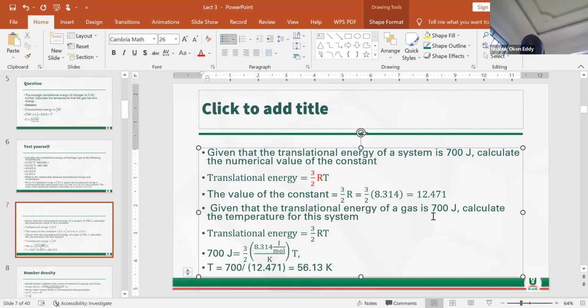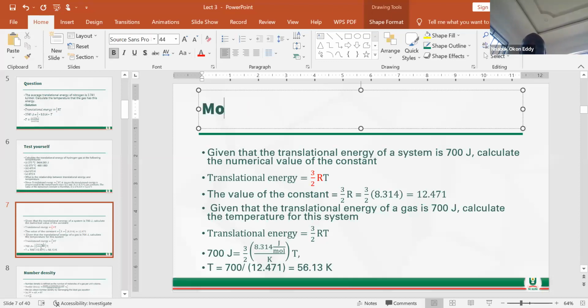Given that the translational energy of a gas is 700 joules, calculate the temperature for this system. So we follow the same method we followed before. And this is our own result. So that's more questions on the way.